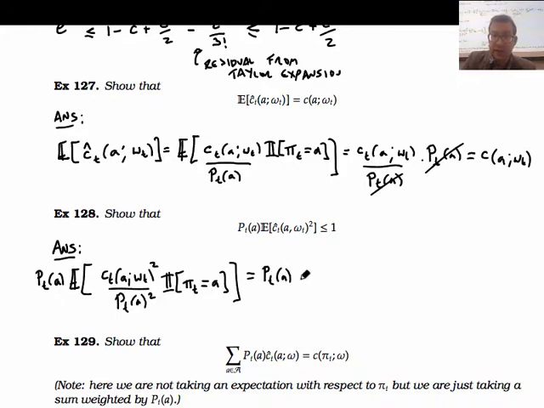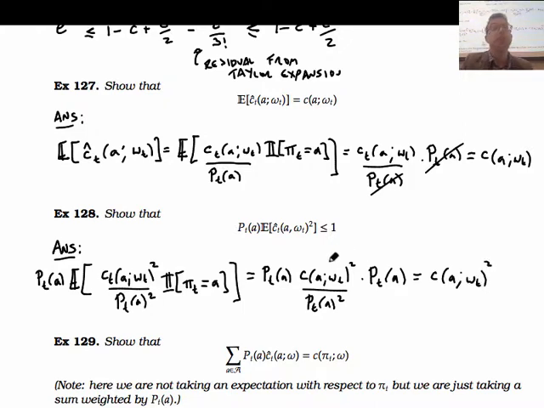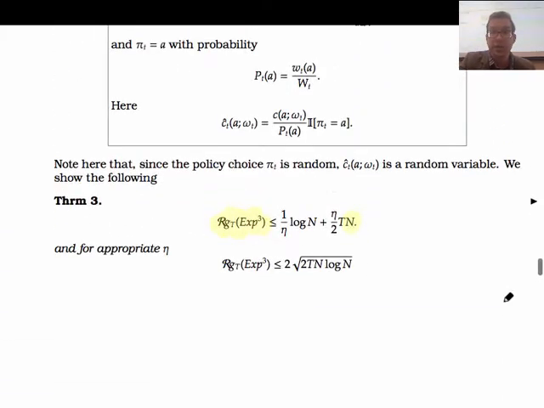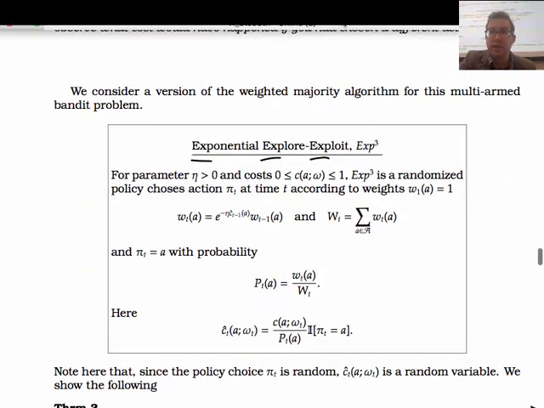This is p_t of a times c of a, omega, t squared divided by p_t of a squared times p_t of a. Right? Which is just c of a, omega, t squared. And I've assumed, like before, that the rewards are in the interval 0 to 1. Here I'm assuming that the costs are in an interval 0 to 1. So you've got cost between 0 and 1, and the square of something between 0 and 1 is less than or equal to 1. Okay, so here we're assuming, where did I write it down? Yes, here. I'm assuming here that the costs are between 0 and 1, so we're kind of safe.